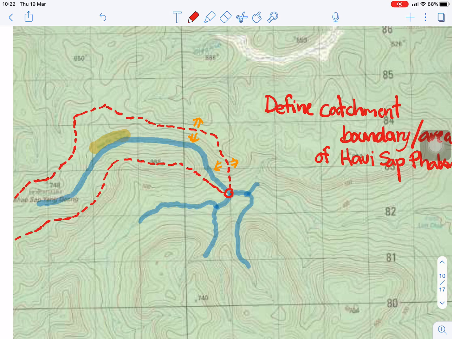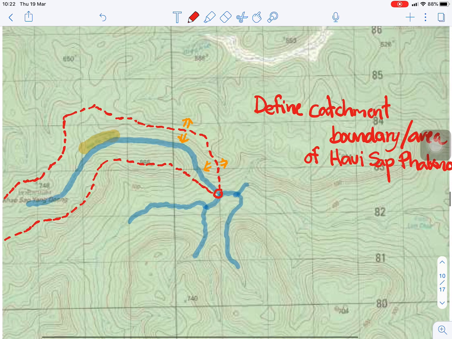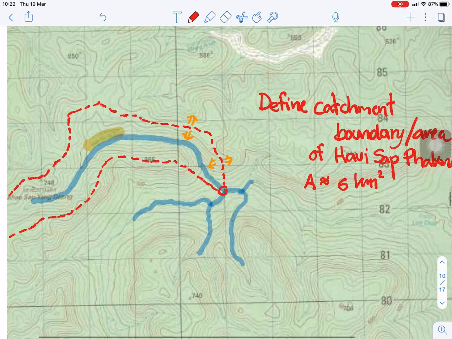Okay, so that left and right is the catchment boundary of the Huai Sap Phak Nok. If you count the grid areas, we can estimate that the area is about 6 square kilometers. Okay, that's how to define the catchment area.